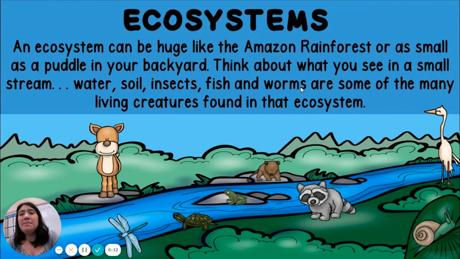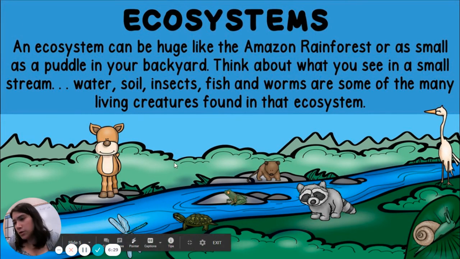An ecosystem can be huge, like the Amazon rainforest, or as small as a puddle in your backyard. Think about what you see in a small stream. Water, soil, insects, fish, and worms are some of the many living creatures found in that ecosystem. So it can be very small and it can also be very large.